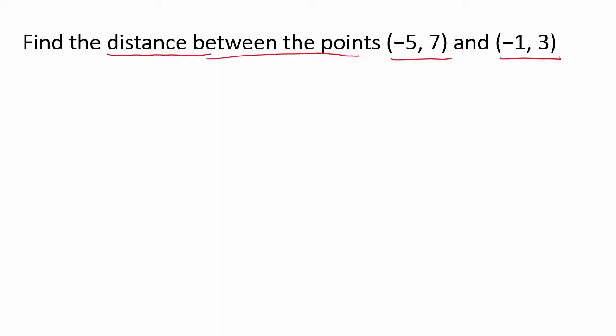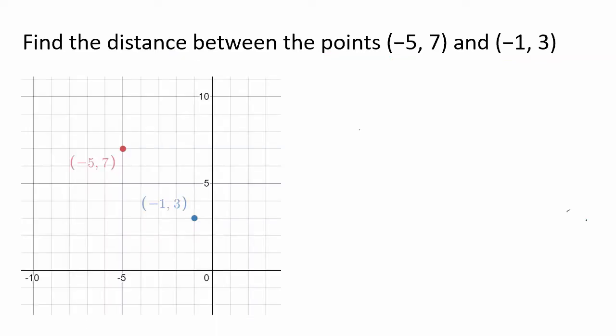We have to find the distance. I have plotted the points on a coordinate geometry graph. If I plot the 2 points, one point is here, the second point is here. What we are supposed to do is find the distance between these two. How do you find this distance? Let's clean this up.